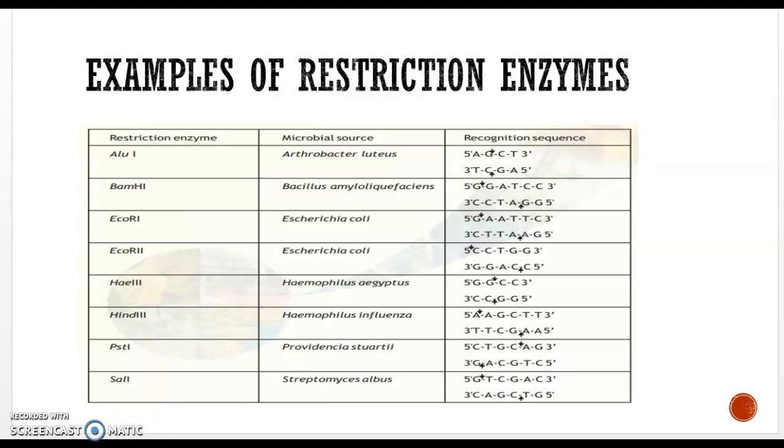So these are various examples of restriction enzymes which can either produce blunt ends if they are cutting along the line of symmetry, or if they are cutting away from the line of symmetry, then they produce sticky or cohesive ends.